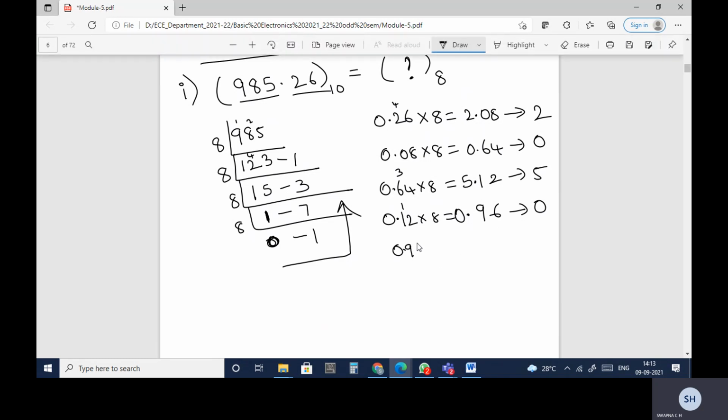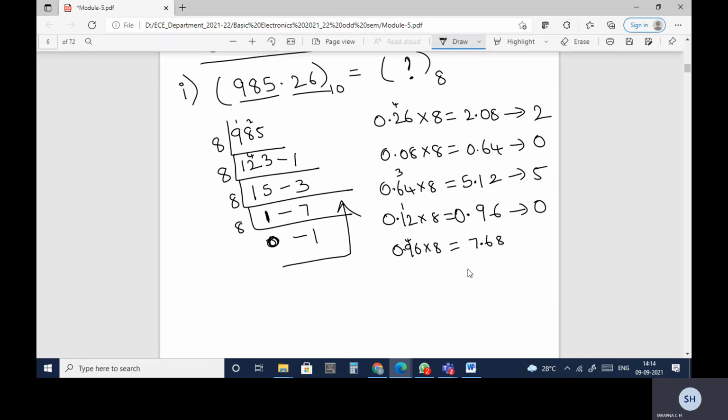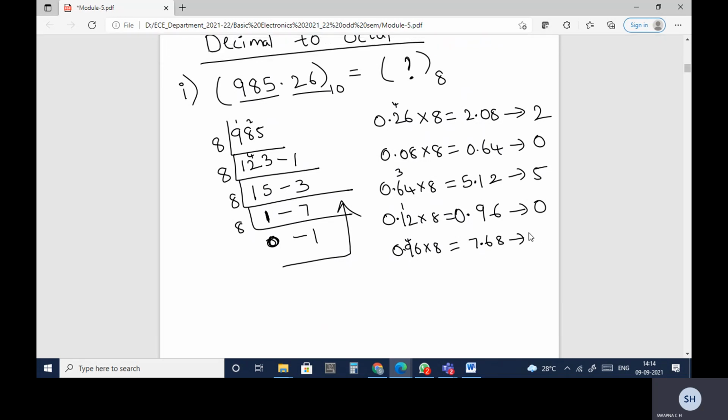Again, if you want, you can proceed one more time. 8 sixes are 48. 8 nines are 72. 72 plus 4, 76. So after 2 decimal points, I need to put a point. The integer part I have to write here, and since my fractional part value is not 0, I can proceed, or I can terminate after 4 or 5 values. Here I've got 5 values, so I'll terminate here. And since this is a fractional part, I need to write from top to bottom.